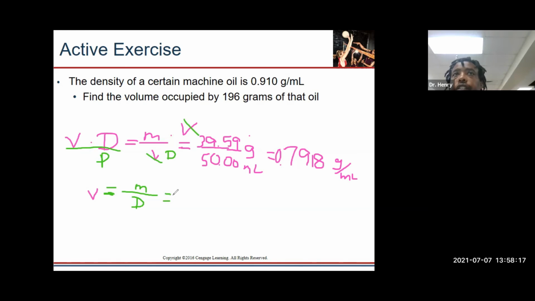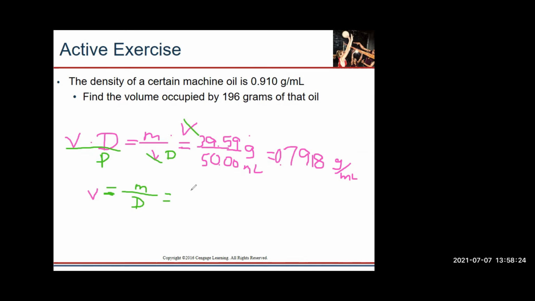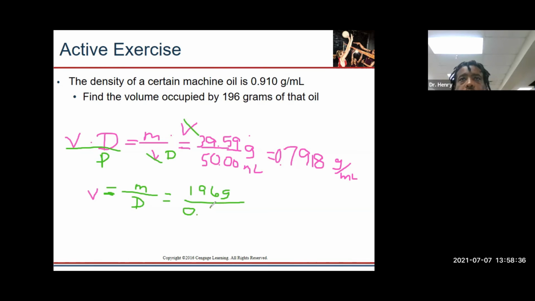So our mass is what in this case? 196 grams. Divided by 0.910 grams per milliliter.